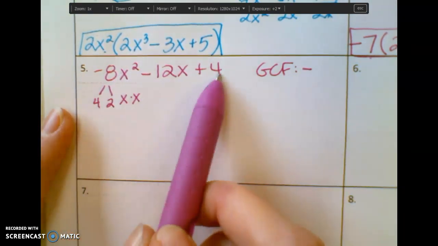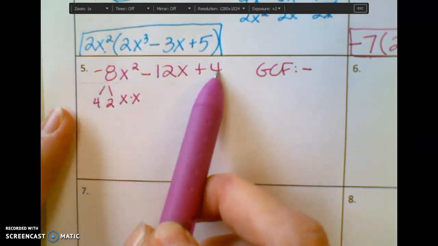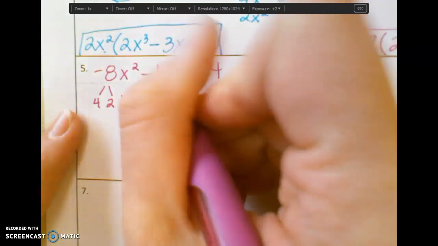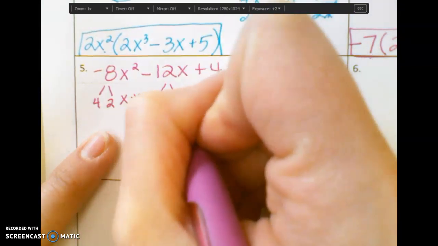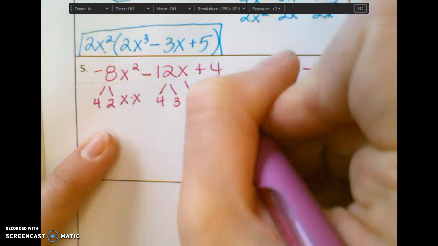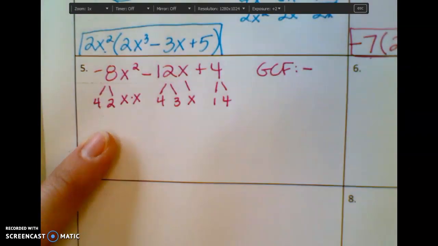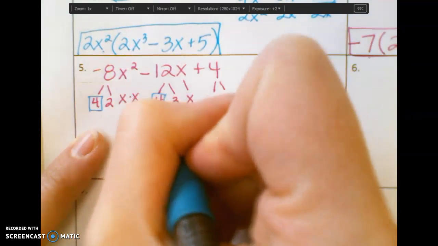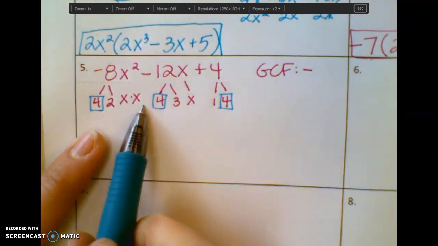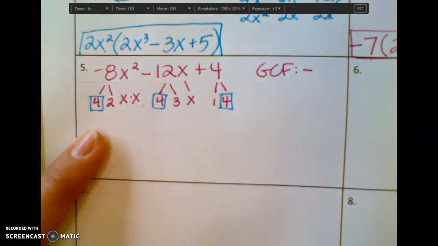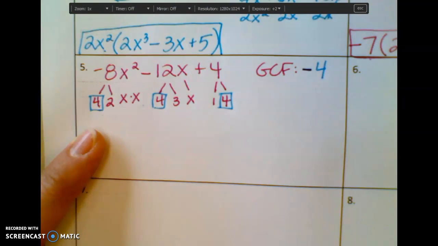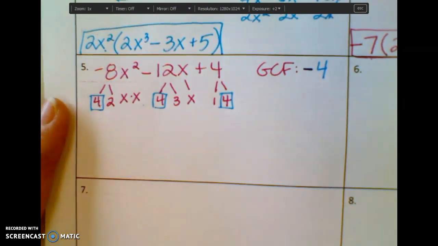But if you're able to visualize it, look at 8, 12, and 4, and think in your head, what do you think they all have in common? I'm thinking it's going to be a 4, so that's why I didn't break it down further. Now the 12 can go to 4 and 3, and then of course x is just x, and the 4 can go to 1 and 4. So what do they all have in common? They all have a 4. This has 2 x's, 1 x, and no x's, so that means our GCF will not have an x. It'll just be negative 4. You have to factor out that negative.